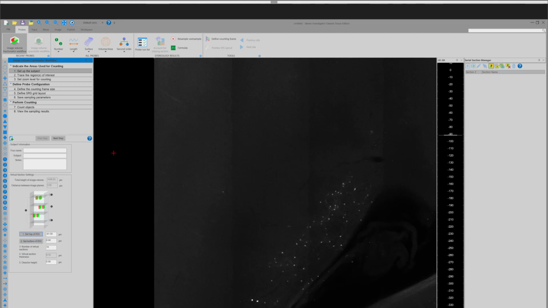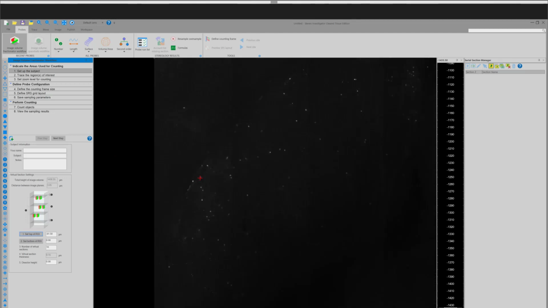Now it wants to know the bottom of the region. So I'm going to focus all the way down to the bottom of this huge image stack. It's not updating as I go. It will update when I get to the bottom. Okay, so I'm at the bottom of the image stack. It looks like this. And I'm just going to say that that is the bottom of our region. So set bottom of region. So I just defined from minus 91 to minus 1,433. That's where I want to sample.